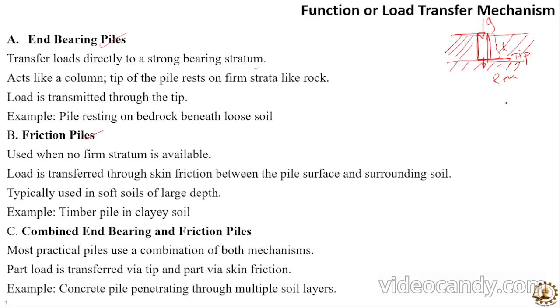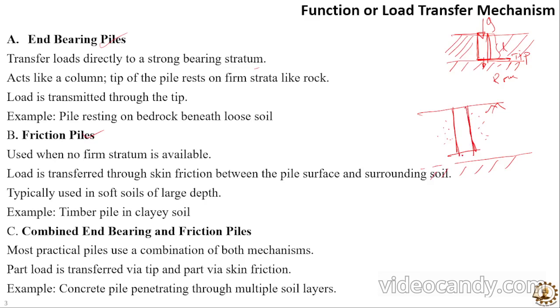The second category is your friction pile. In this case, suppose this is my pile foundation, and this is the ground level. Suppose the hard stratum is situated at a very great depth. So in this case, some soils are present around this. Between the soil and the outer surface of the pile, some friction will develop, and basically we are using this friction as a load transferring mechanism.